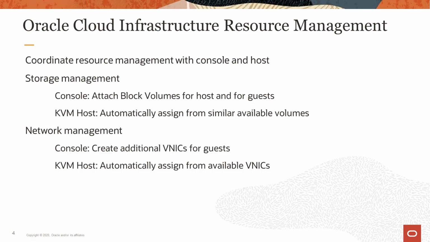This slide describes Oracle Cloud Infrastructure Resource Management for KVM host instances. Generally, you manage storage and network resources using the Oracle Cloud Infrastructure console and the KVM host together. When you need storage for the host, you attach a block volume and partition and mount the device when it's needed. You need to attach a block volume for each guest you want to support, and you also need to create a secondary VNIC for each guest you want to support. The KVM host automatically assigns a block volume and a VNIC from those available when you create the KVM guest.